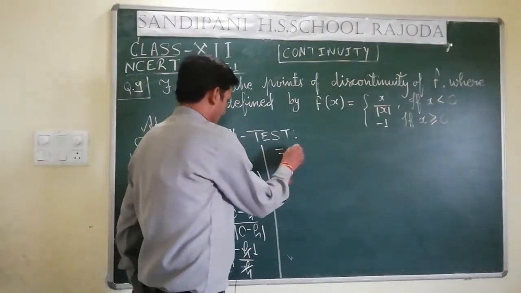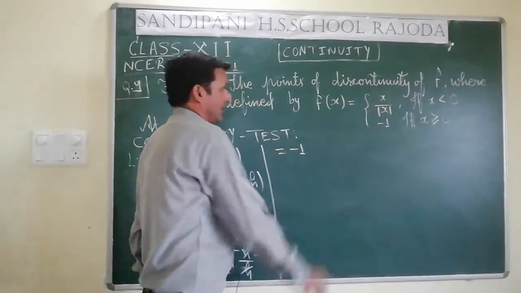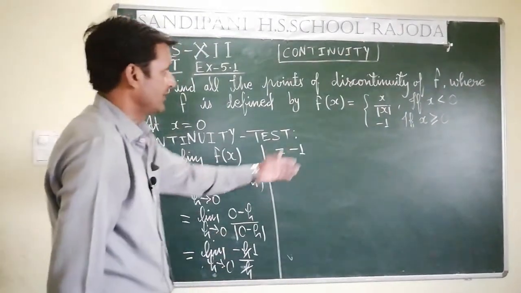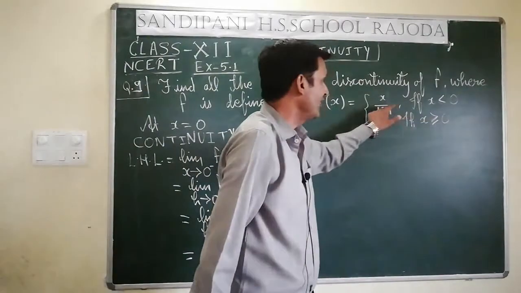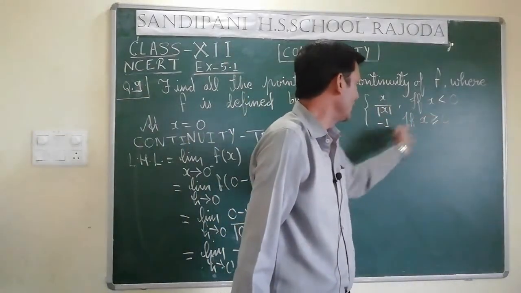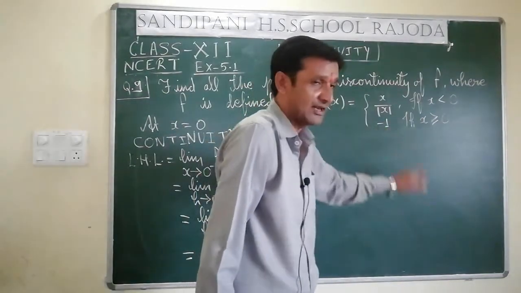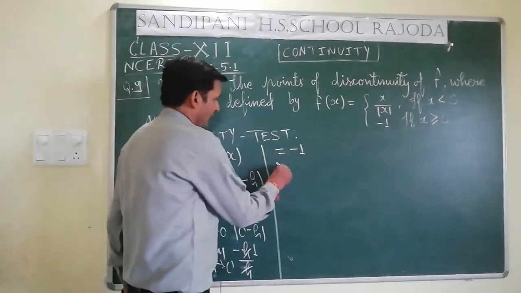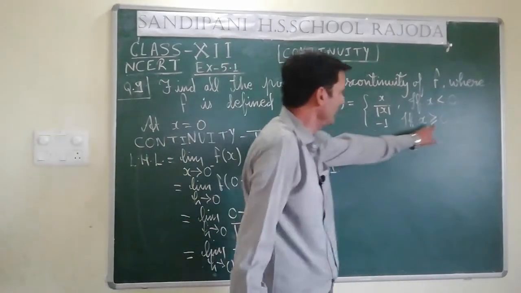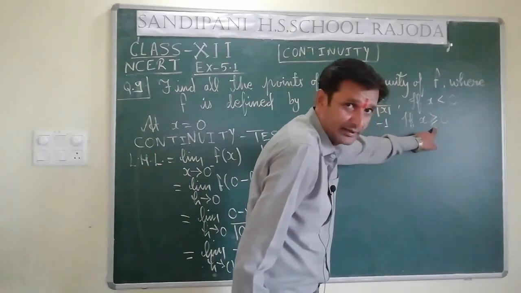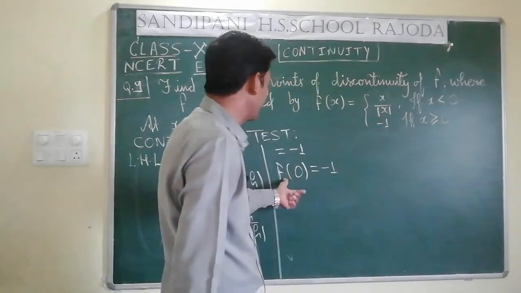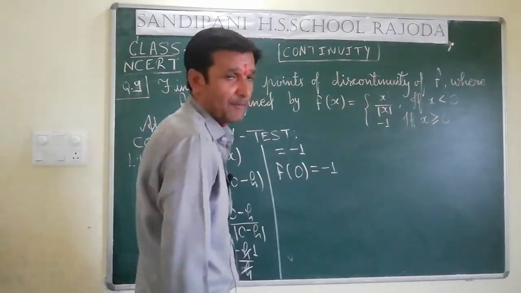So, we may write it directly minus 1. Here it is minus 1 that we have solved, means LHL we have solved. In case of RHL and in case of x equal to 0, it is minus 1 directly. So, first of all we have to assign f of 0. This is directly given minus 1 because here it is an equal to sign. So, in case of x is equal to 0 directly, f of 0 is equal to minus 1.